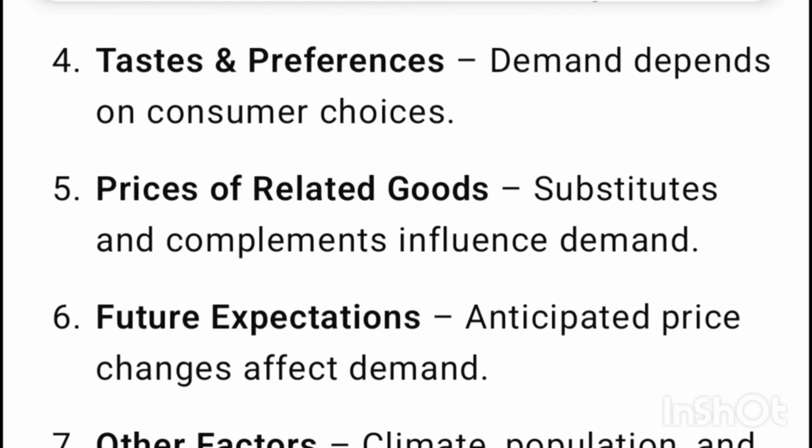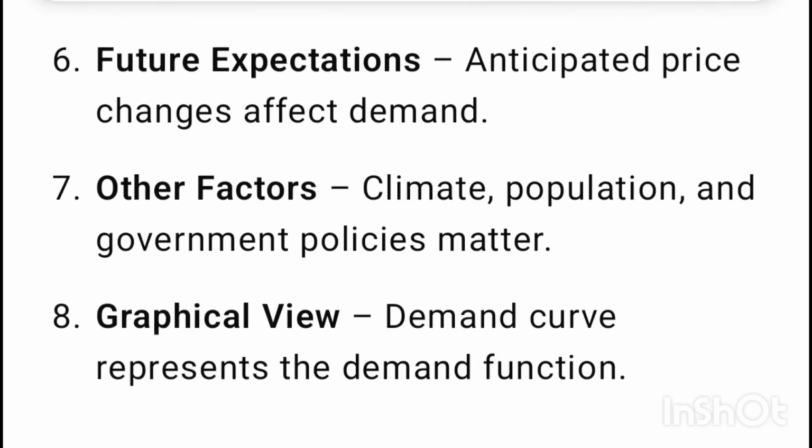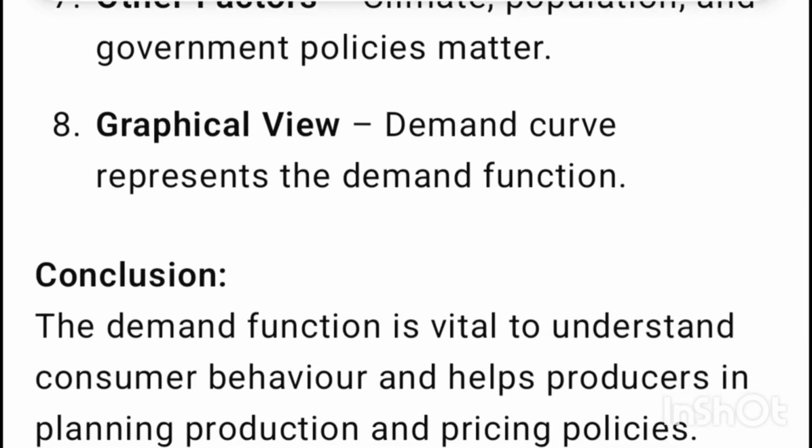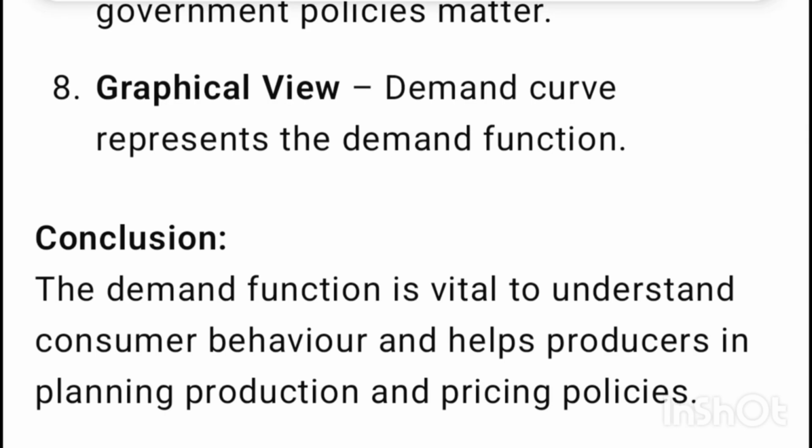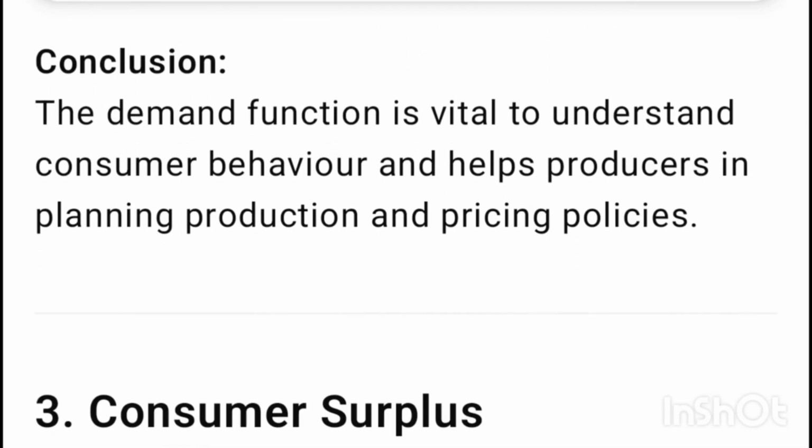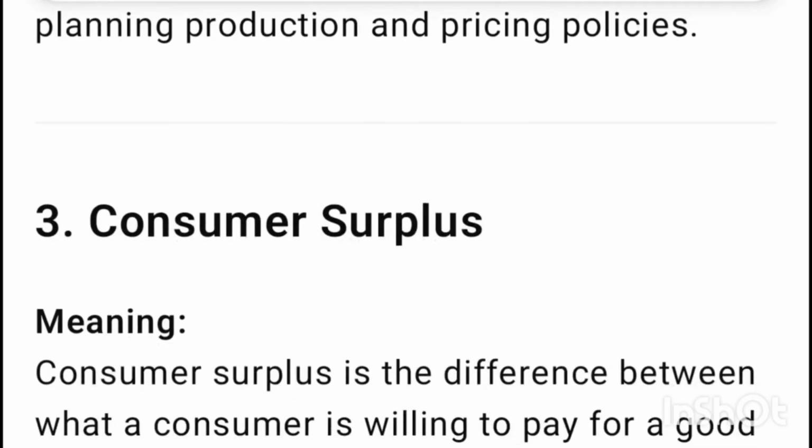4. Tastes and preferences, demand depends on consumer choices. 5. Prices of related goods, substitutes and complements influence demand. 6. Future expectations, anticipated price changes affect demand. 7. Other factors, climate, population, and government policies matter. 8. Graphical view, the demand curve represents the demand function. Conclusion. The demand function is vital to understand consumer behavior and helps producers in planning production and pricing policies.